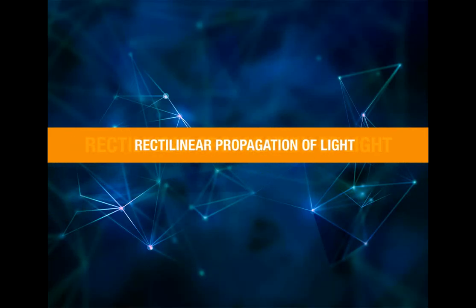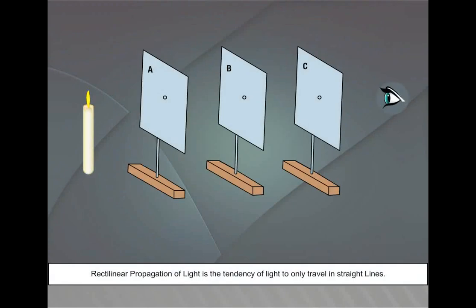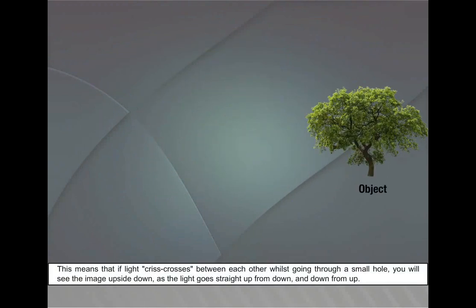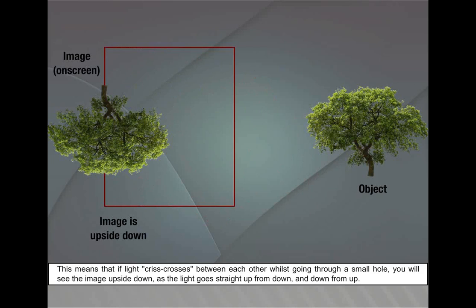Rectilinear propagation of light. In this video, we are going to see about rectilinear propagation of light. Rectilinear propagation of light is the tendency of light to only travel in straight lines. This means that if light crisscrosses while going through a small hole, you will see the image upside down, as the light goes straight up from down and down from up.